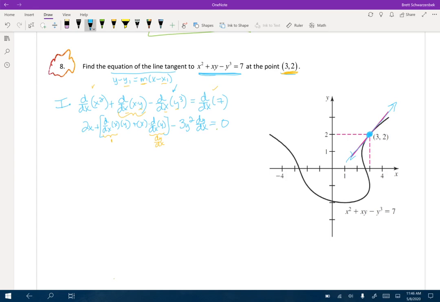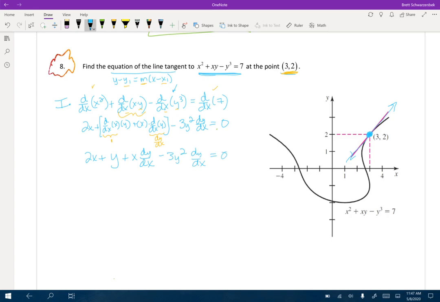Now, note these brackets right here, right? If this had been a minus sign, then those brackets would have been incredibly important, and always look out for that. But because it's not a minus sign, the brackets are droppable because distributing a plus doesn't change anything. So we're going to get 2x plus 1 times y is y, plus x times dy/dx, minus 3y squared dy/dx is equal to 0.